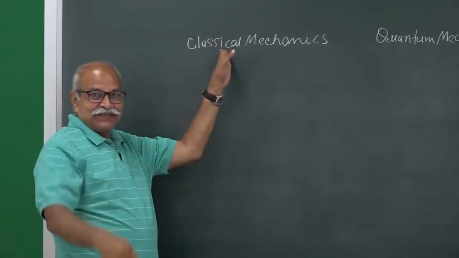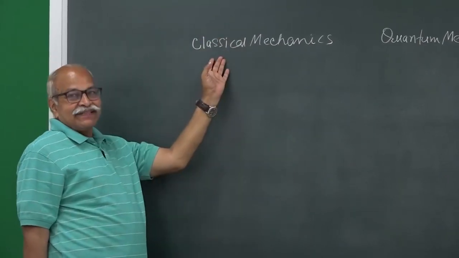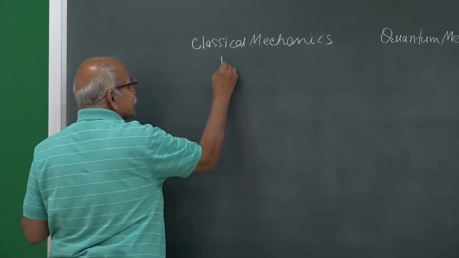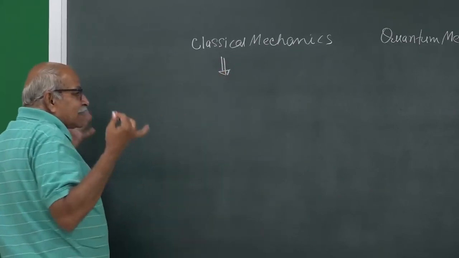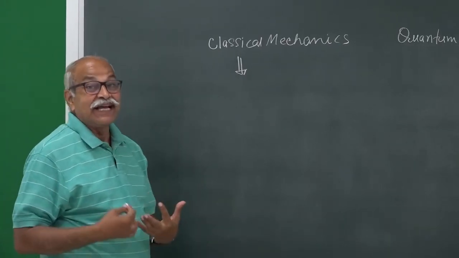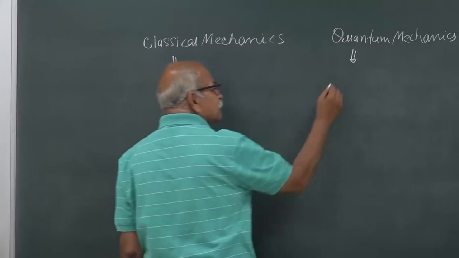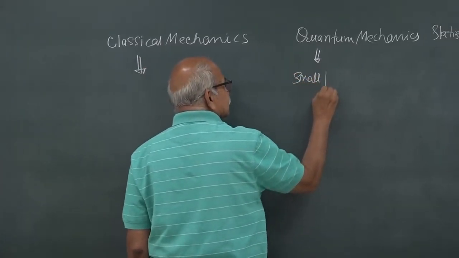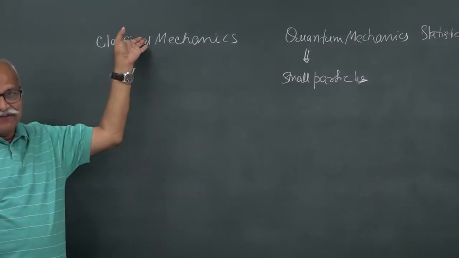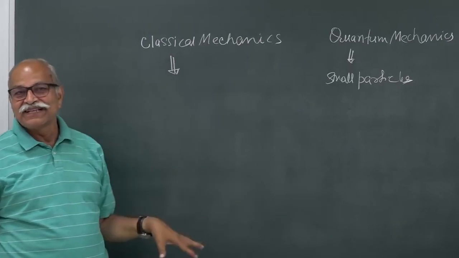Classical mechanics is the one from which we will be doing some of the topics in this course. Basically, it talks of particles and systems which are not very small, not at the angstrom or nanometer level. Quantum mechanics is the branch where we talk of small particles. Not that we will never talk of small particles here; many times we will take examples where an electron is going and a proton is there and so on.